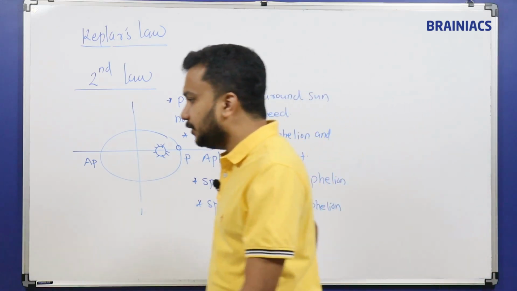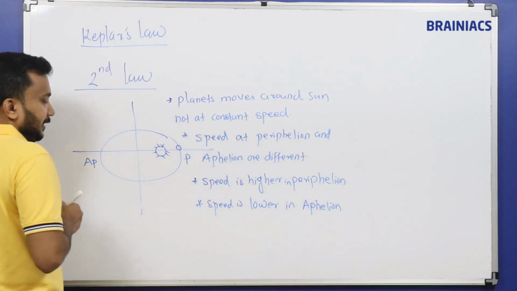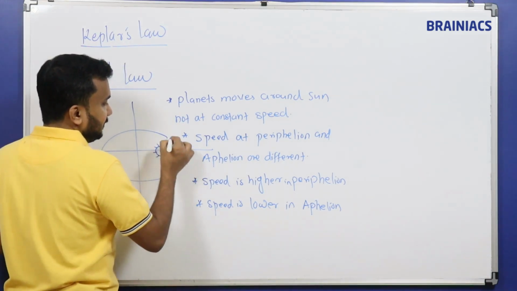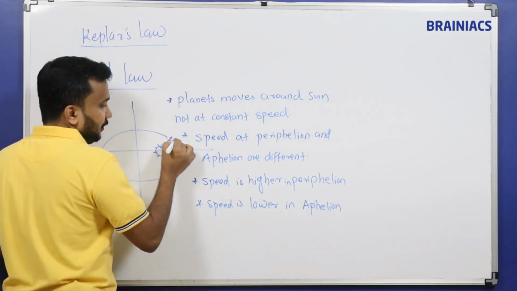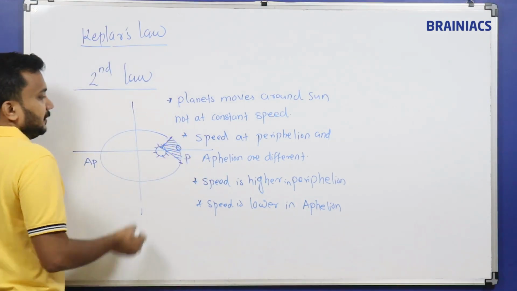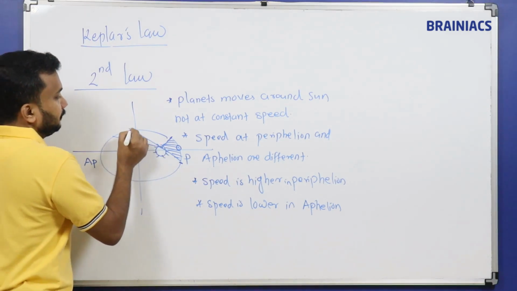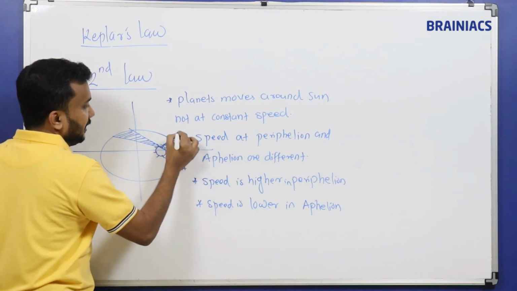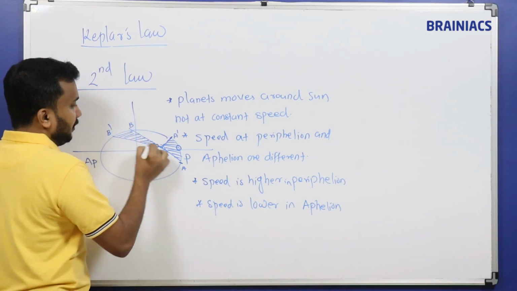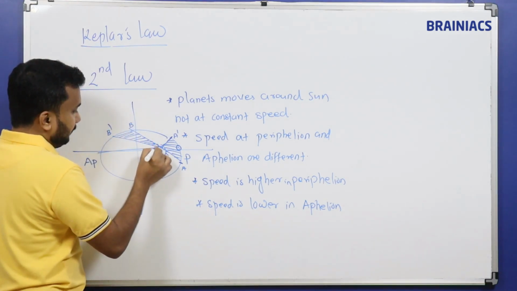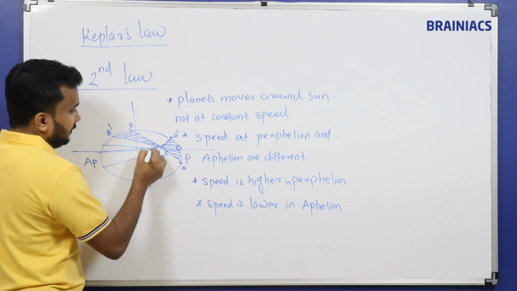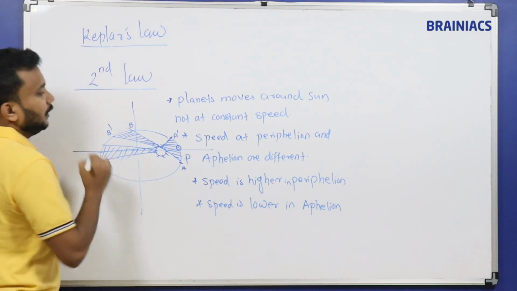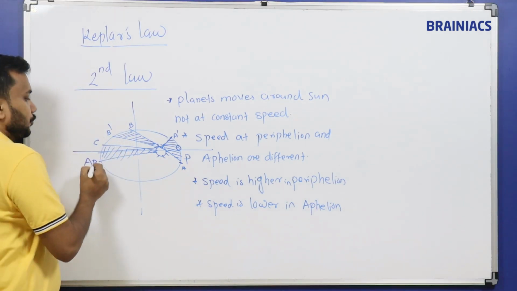Now I'll take three regions. Suppose the planet travels from this point to this point, so this much area is covered. I'll take some other two points. The planet travels from A to A dash, then B to B dash, different points, and then over here some other points, C to C dash. The planet covers this area.